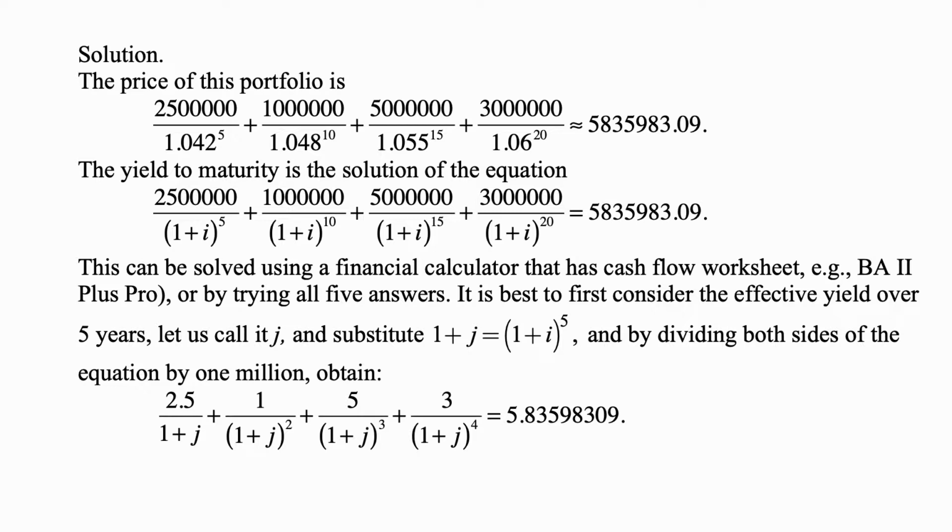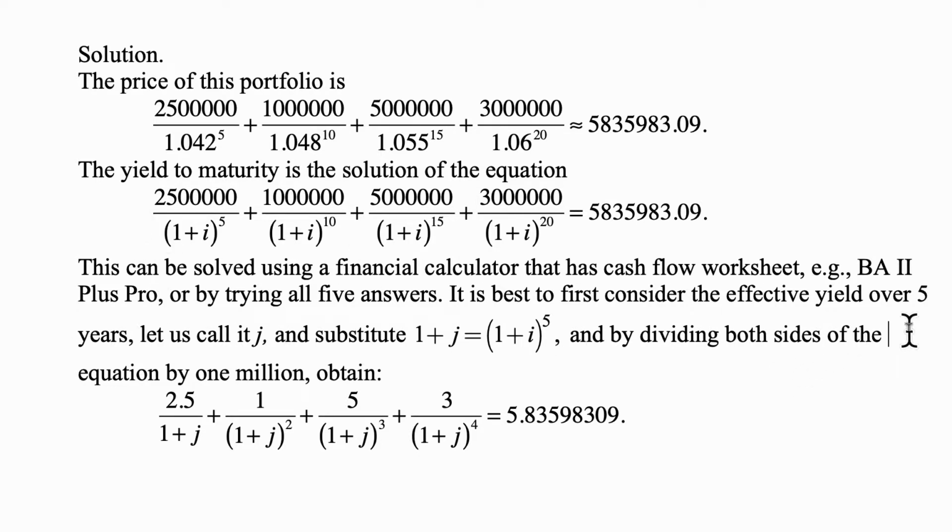This can be solved using a financial calculator that has cash flow worksheet, so for example BA2 Plus Pro, or by trying all 5 answers. It is best to first consider the effective yield over 5 years, call it J, and substitute 1 plus J equals 1 plus I to the 5th, and by dividing both sides of the equation by 1 million, obtain the equation that you see here. It's a 4th order equation. Should correct this, there's no need for this parenthesis, but this is a 4th order polynomial equation, if we treat 1 over 1 plus j as the unknown.